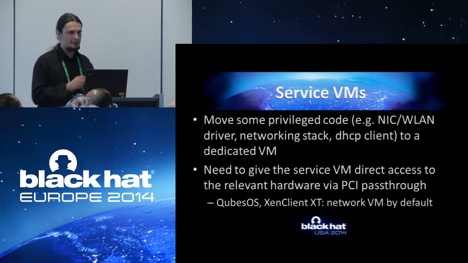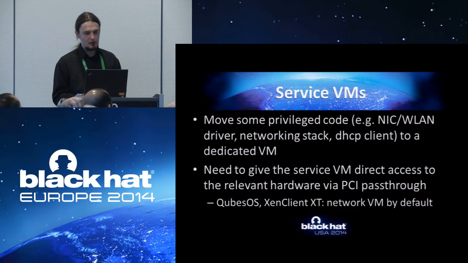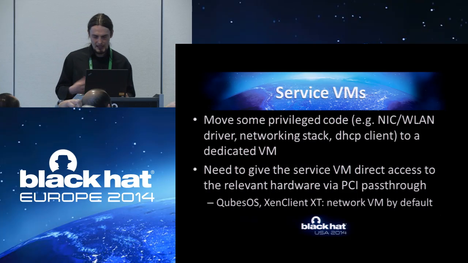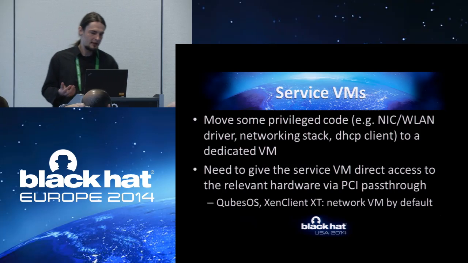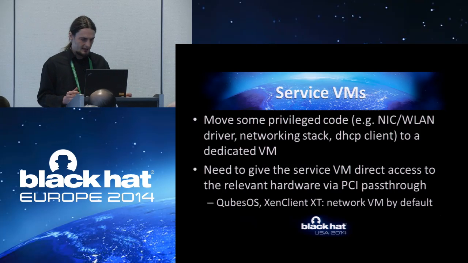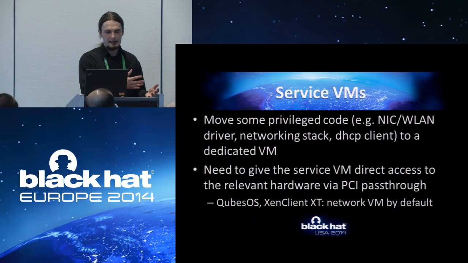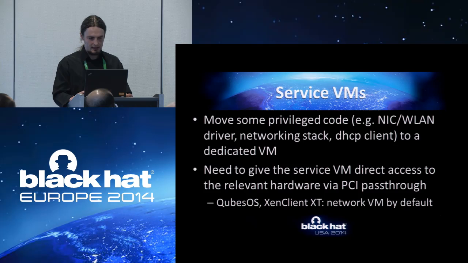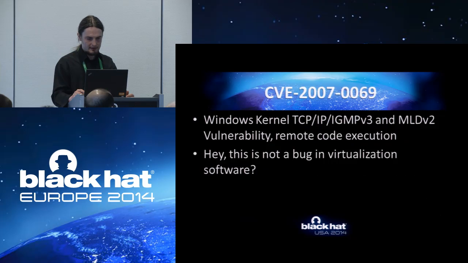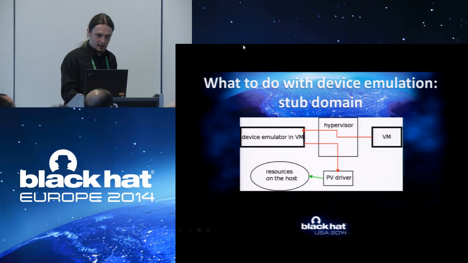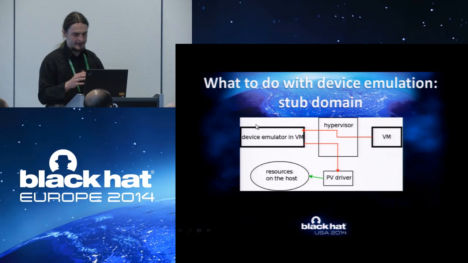What you do is you create a special, dedicated VM, and you move some privileged code, like drivers for the network card, or the whole networking stack, DHCP client, etc. So you take some functionality from the host and move it to the dedicated VM. In order to make it actually work, you have to give this VM access to the physical device, so to the network card, for instance. So if we go back here, the service VM would live here again, but you won't need this communication to the host, right? It would be more or less self-contained.